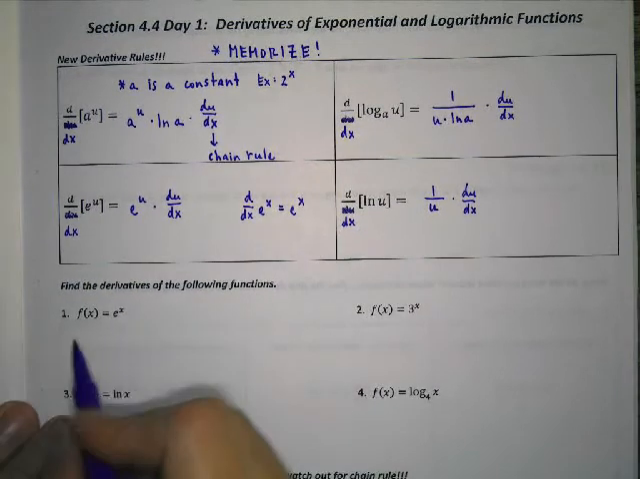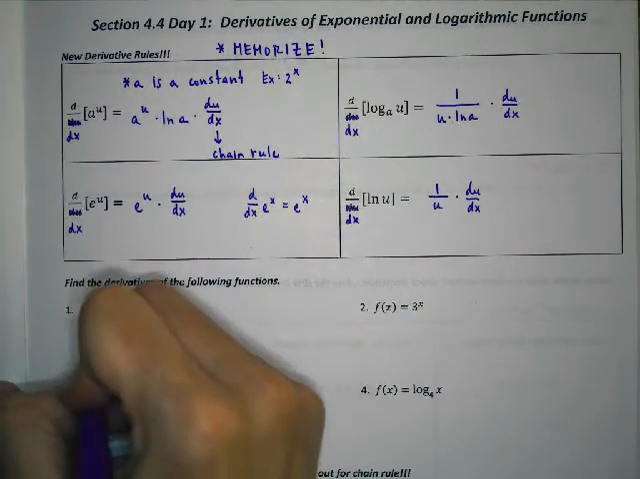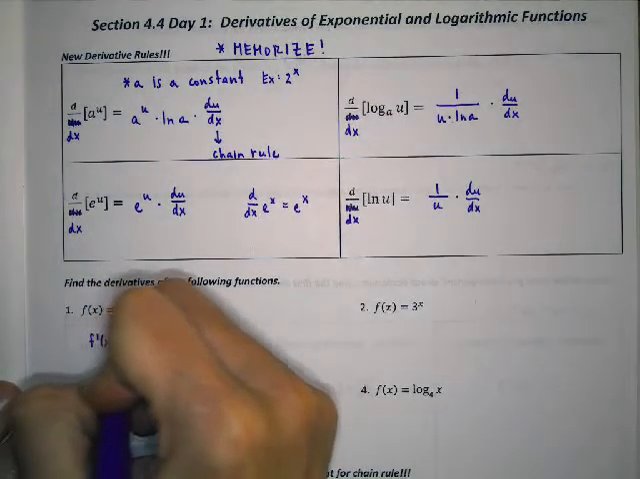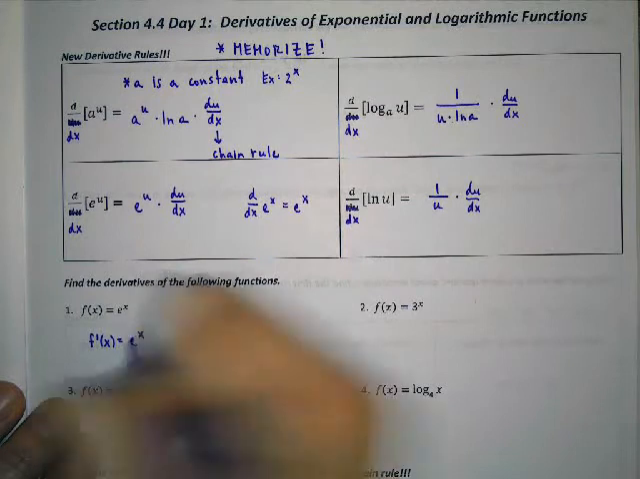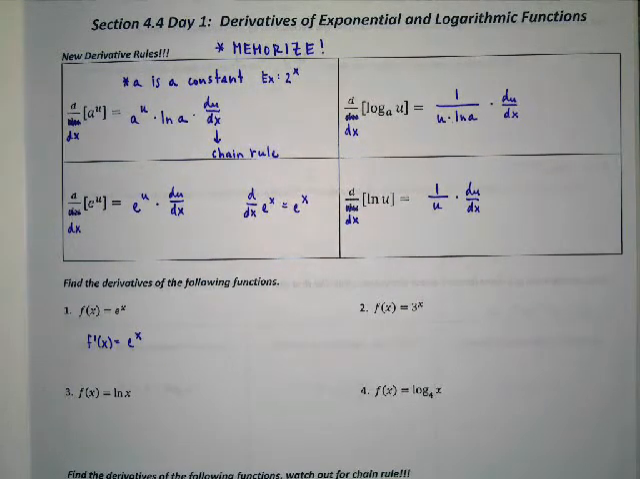The first one's really easy. Our function is e to the x, and we actually just talked about that one. So our derivative is just e to the x. Since x is by itself, we don't have to worry about chain rule for this problem. And actually for these first 4, we won't need to worry about chain rule at all.